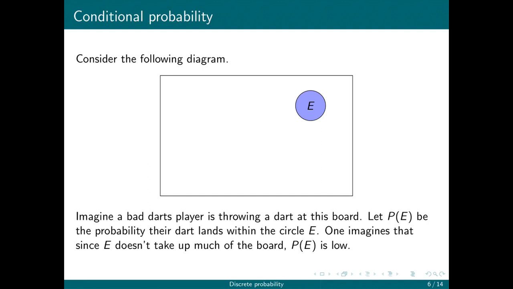In this video, we're going to talk about conditional probability, a really important probability concept. Imagine that we have a bad darts player throwing a dart at this board. Let P of E be the probability that their dart lands within the circle E. One imagines that since E doesn't take up much of the board and our player is basically throwing their dart randomly, they're going to be less likely to hit within E because it doesn't take up that much of the board.